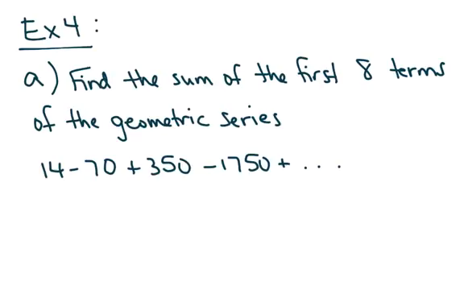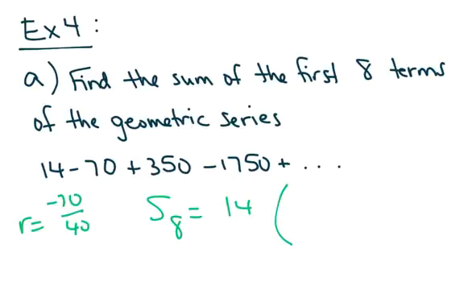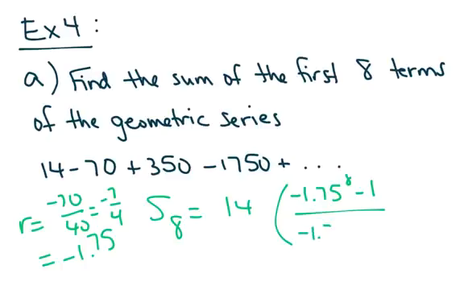So in example 4a, we're going to find the sum of the first 8 terms of the geometric series 14 minus 70 plus 350 minus 1750 plus dot dot dot. So the sum of the first 8 terms is going to be the first term times, we need to find the common ratio, so the common ratio is the second term divided by the first term, which is negative 7/4, or negative 1.75, you might like better. So I'll just do that, negative 1.75. We're going to raise it to the nth power, minus 1, over r minus 1.